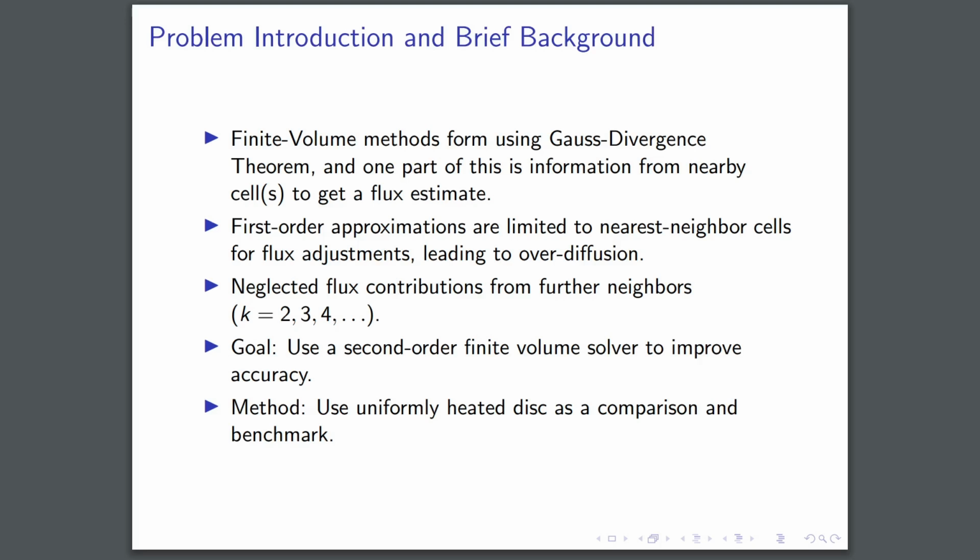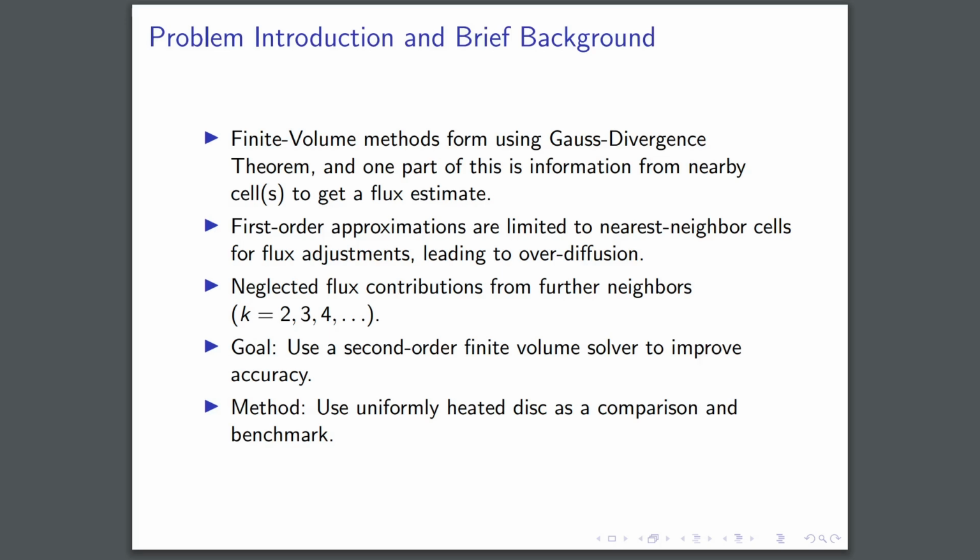Finite volume methods, as a bit of background, use Gauss's divergence theorem, where information from a nearby cell is going to be used at the current cell to get a flux estimate. First order approximations are typically limited to the nearest neighbor cells for the flux adjustment, which can lead to over-diffusion. In other words, they neglect flux contributions from further neighbors at k equal to 2, 3, 4, where k is like that set of neighbors that you're looking at. The goal is to use a second order finite volume solver to improve accuracy.